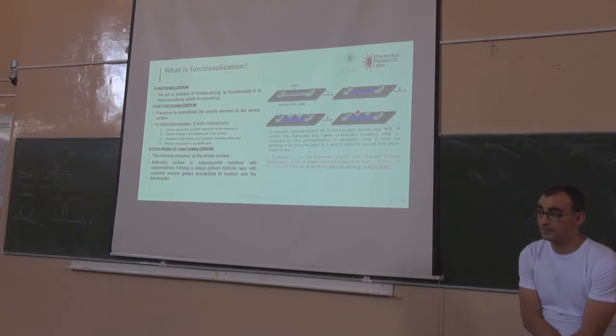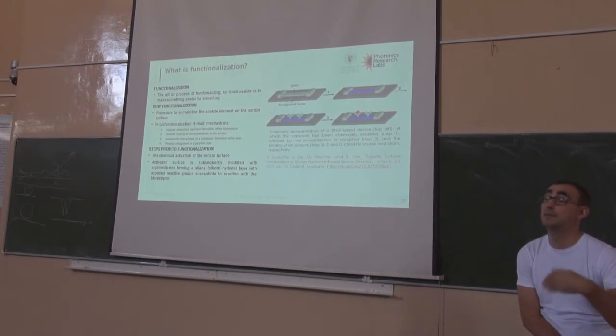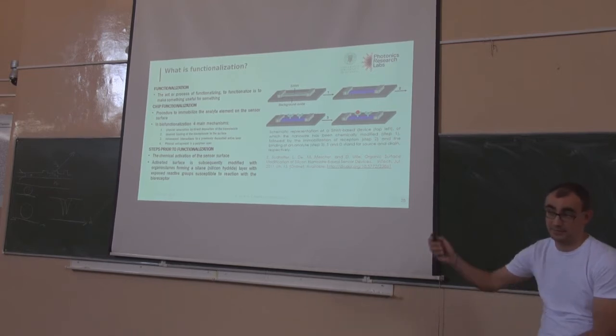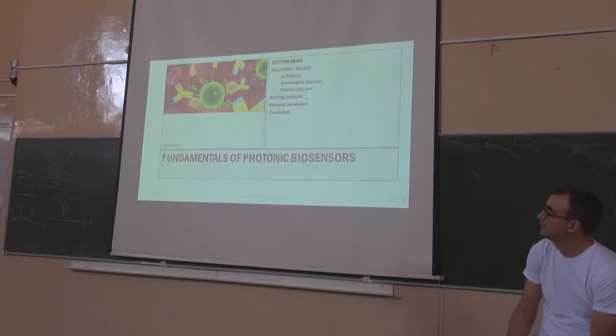That was a question: if you functionalize the surface, for example, will it be sensitive only to one thing or to several? That's a very good question. You can make selective functionalization. So actually you can functionalize one area to sense something, and another area to sense another thing. That is called multiplex sensing. So with the same chip you can sense several things. That comes later, but it's a very good question.